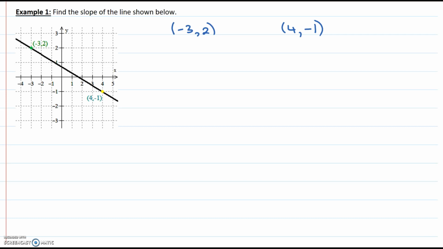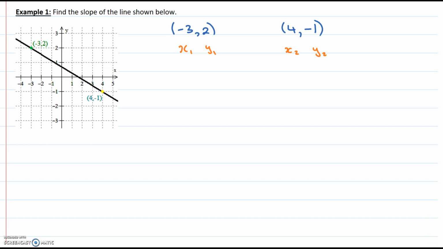Okay, so let's label these and do that part carefully. So the first one has got to be labeled x1 and y1. The second one labeled x2 and y2. Now, the labeling should be written down like this because what you can't afford to do is get mixed up later on. Okay?